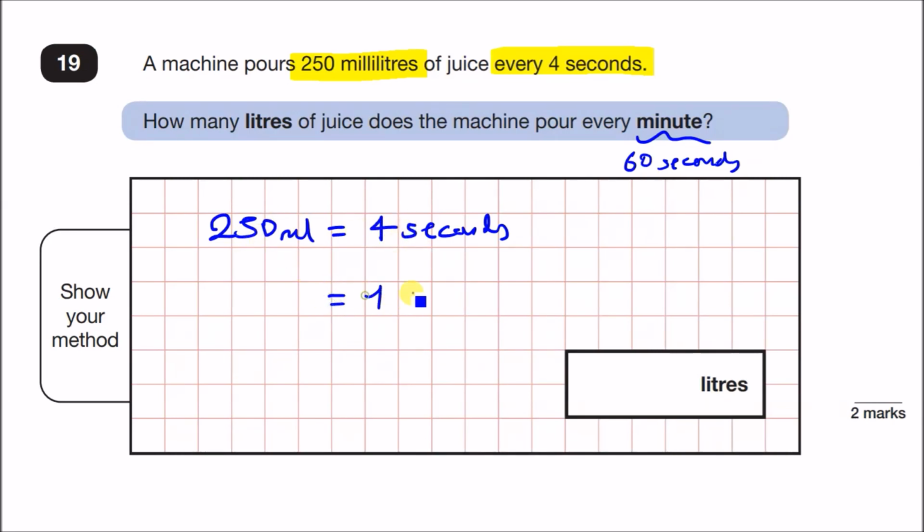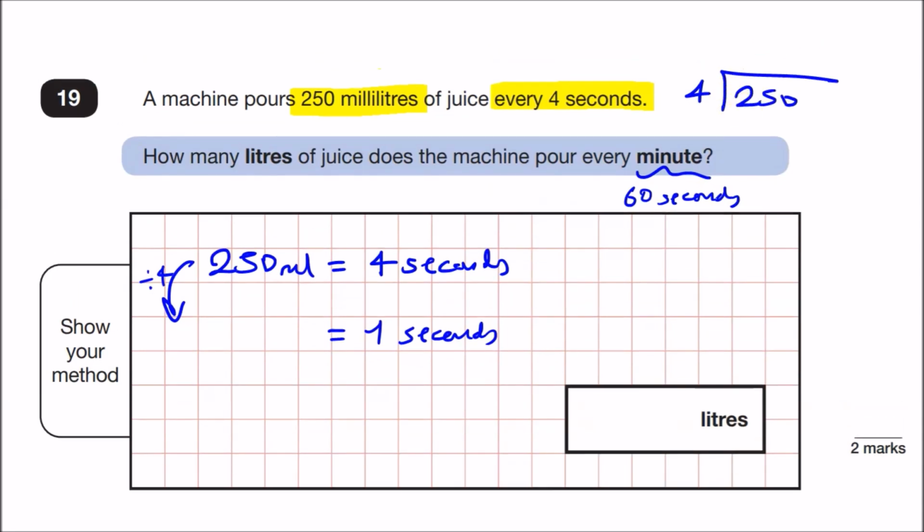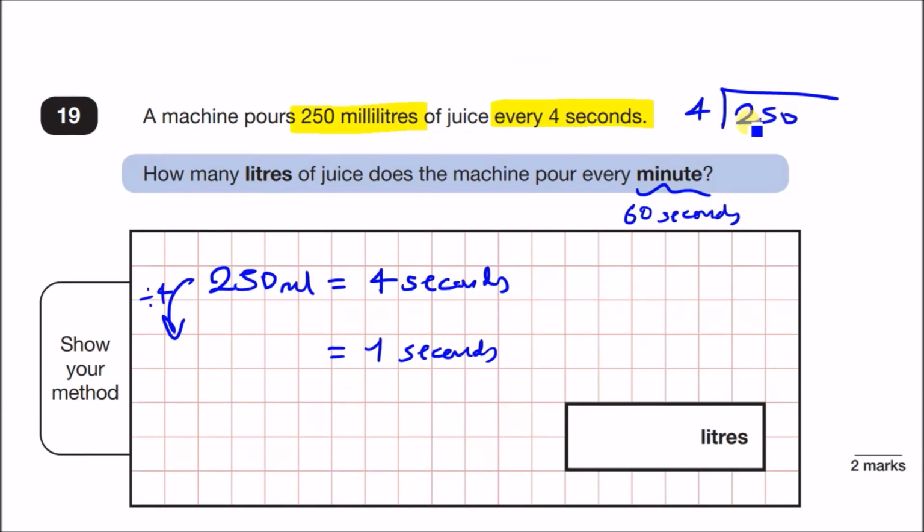Well, to get 1 second, the only way to go from 4 to 1 is to divide by 4, meaning we need to divide this number by 4. So 250 divided by 4. Let's try it here. We can say, all right, 4 into 250. I'm going to scroll this up a bit. How many 4s go into 2? None. So we ask, how many 4s are there in 25? Well, 6, remainder 1. So now we've got 10.